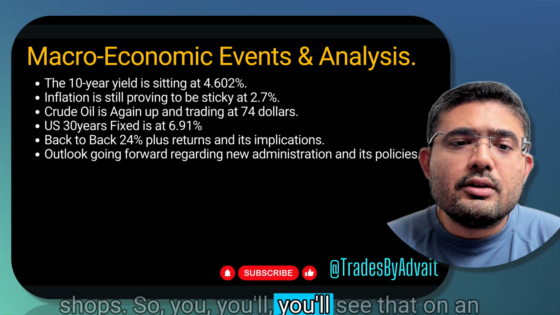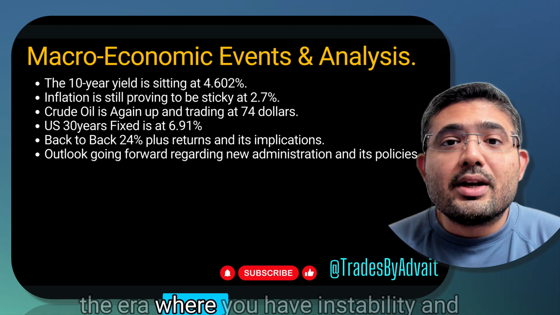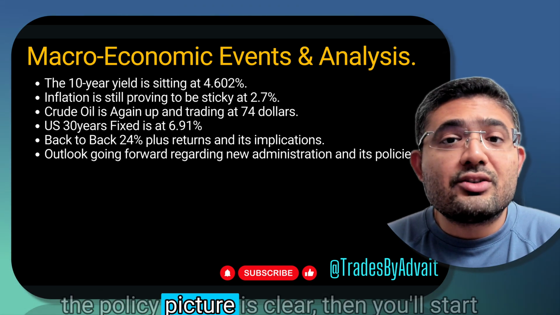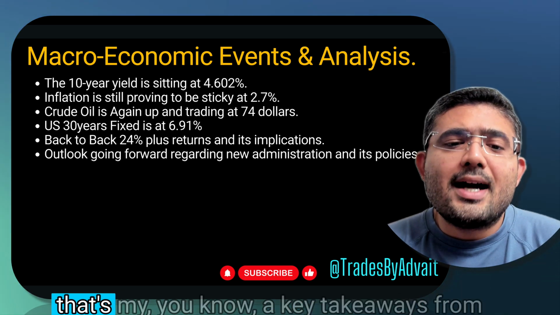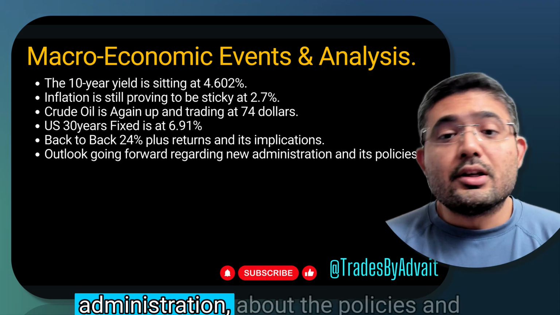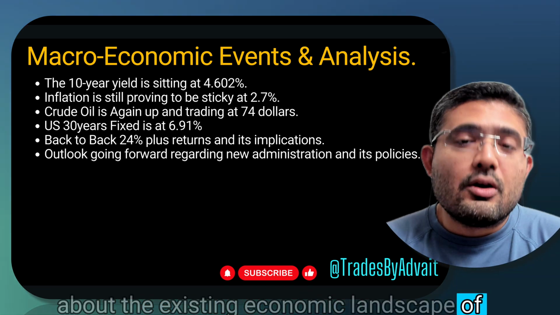You'll see that on average, the VIX will be trading higher in an era where you have instability, and once after 6 or 8 months the policy picture is clear, then you'll start seeing gains in the equity markets. So those are my key takeaways at the macroeconomic level about the new administration, about the policies, and about the existing economic landscape of the United States.